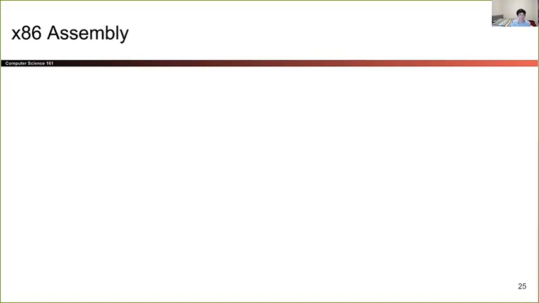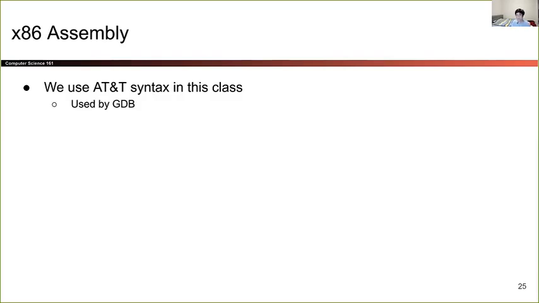All right, x86 assembly. We're going to use something called AT&T syntax. The alternative to this is Intel syntax, which you might have come across if you've written x86 before. We use AT&T syntax mainly just because it's the one used by GDB, and it's the one that you'll see in Project 1 because you'll be using GDB in Project 1.